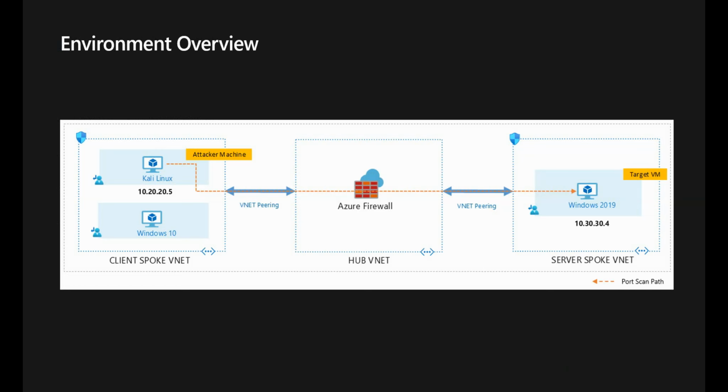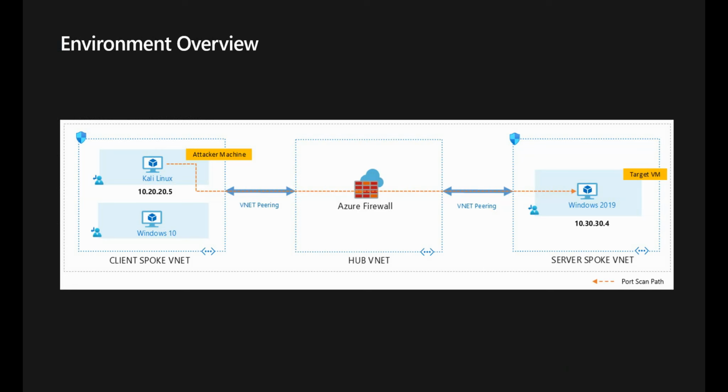Moving to the middle, we have a hub VNet where we have an Azure Firewall which filters traffic between the client and the server spokes. And then moving to the right, we have our server VNet, which is also a spoke and has an IP range of 10.30.30/24. We have a single machine there, which is a server 2019 machine. The IP address of the machine is 10.30.34, and this machine will be the target of the port scan we will initiate from the Kali Linux machine.